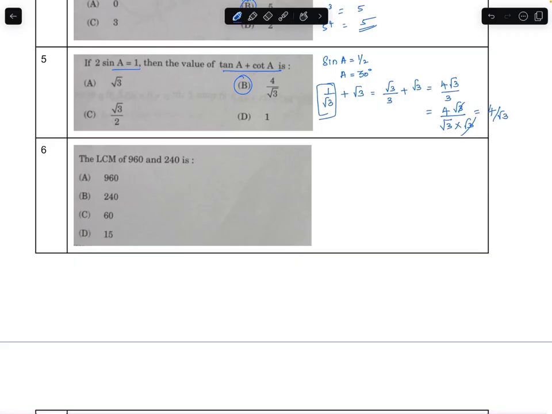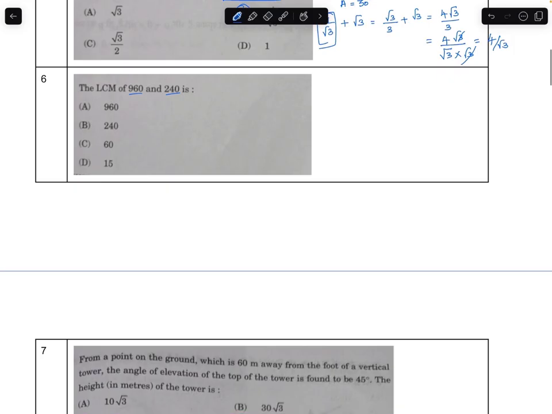Question number 6. The LCM of 960 and 240. We can either do the prime factorization for both the numbers, get the list of numbers and then get the LCM, or very quickly if we observe the two numbers, 240 times 4 is nothing but 960. So which means the LCM of these two numbers is nothing but 240 itself.